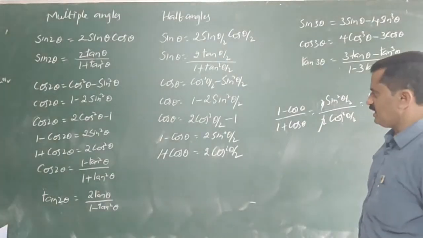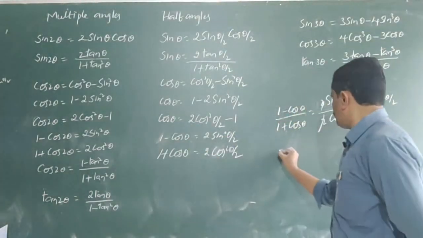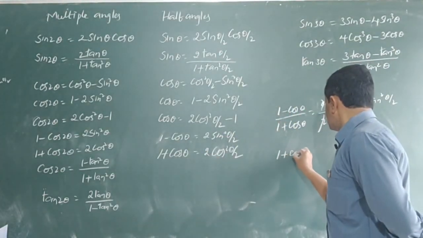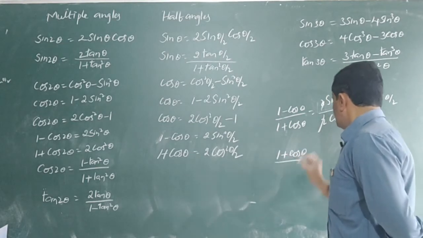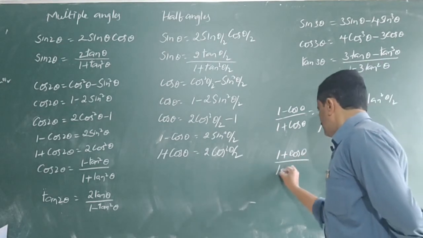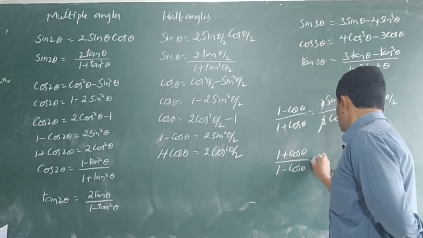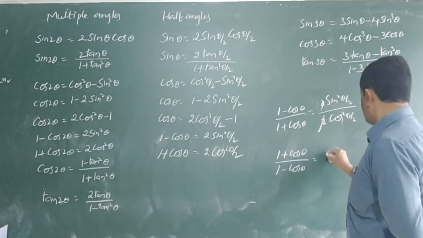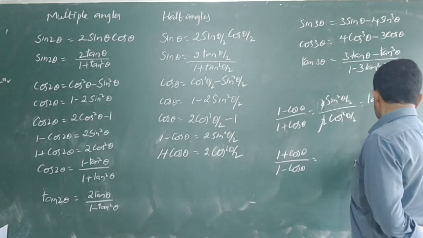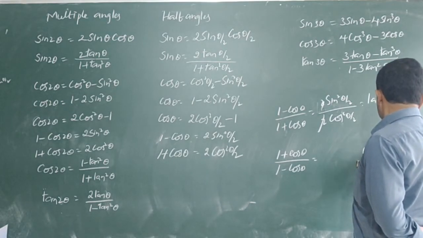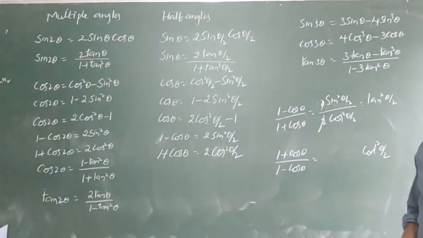Again, the other form. We have 1 plus cos theta divided by 1 minus cos theta is equal to cot square theta by 2. Okay, simple.